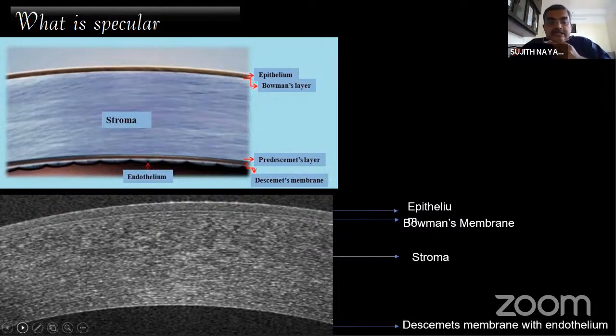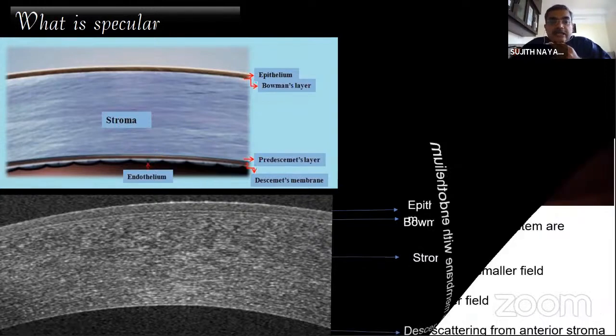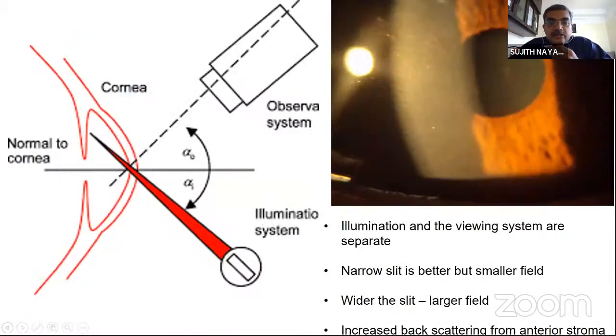Okay. So this is an anterior segment OCT image of the cornea, where you can delineate a few layers, like the epithelium, the Bowman's membrane, and the stroma. But when it comes to the posterior aspect, what we normally say is Descemet membrane with the endothelium, we cannot actually show the endothelial cells or the details of the endothelium.